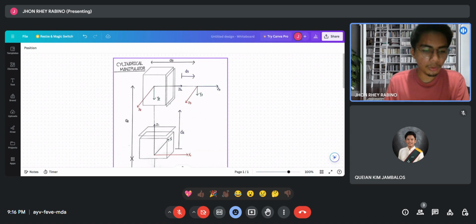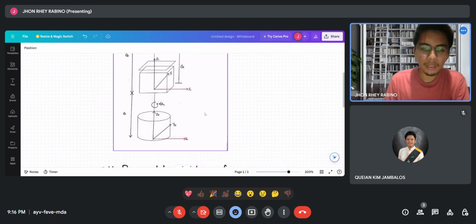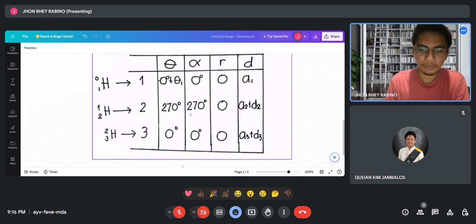For the final row, from body 2 to body 3, the x sub n is x sub 3, the z sub n minus 1 is z sub 2, and the z sub n is z sub 3. If we rotate z sub 2 to z sub 3, it is also already aligned, so our alpha will be 0 degrees.